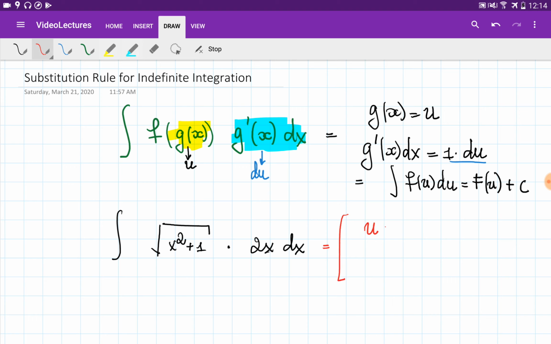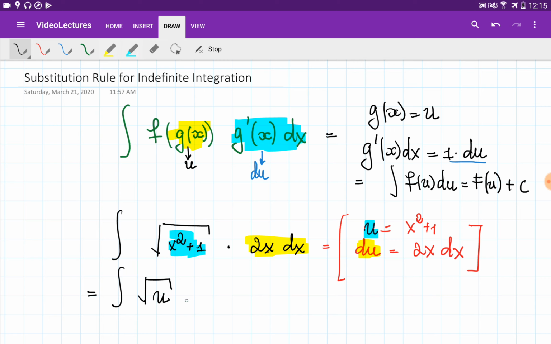So basically our u is going to be x squared plus 1. Then we take the derivative of both sides of this equation. The derivative of u with respect to u is 1 multiplied by du, and the derivative of x squared plus 1 is 2x. We have to multiply this additionally by dx because it shows us that we've just taken the derivative with respect to x. So we now substitute 2x dx with du, right, and x squared plus 1 as u. Let's substitute this back here. It's going to be the integral of the square root of u multiplied by du. So we just need to integrate this function.